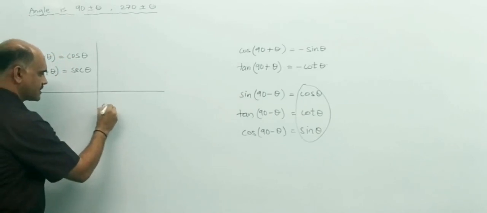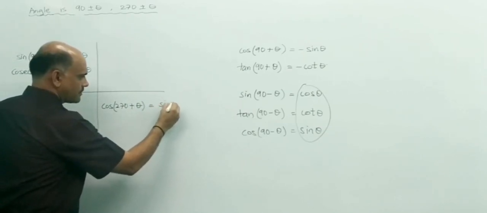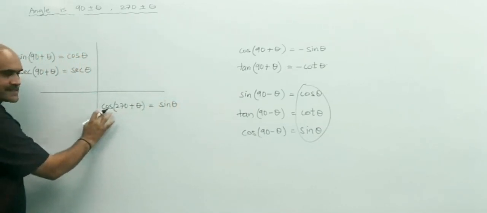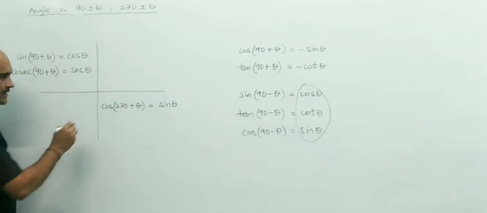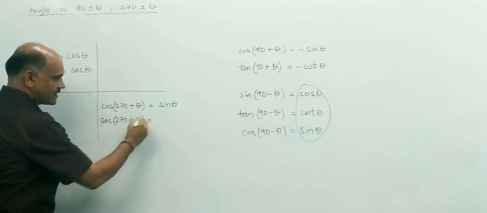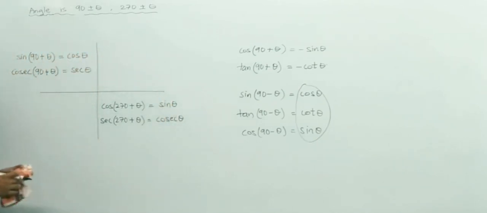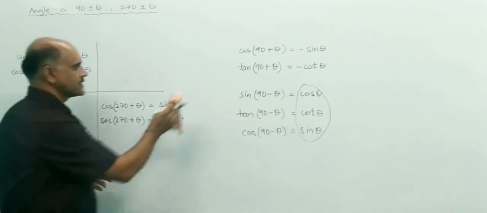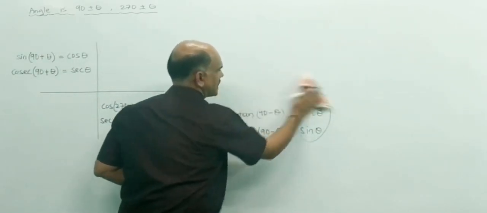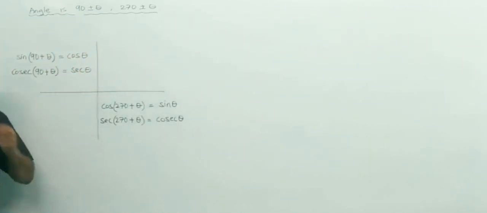So if it is cos 270 plus theta, it will be plus sine theta. 270 is there, cos will be sine. So similarly its reciprocal, secant 270 plus theta, it will be cosec theta. So these you remember as a formula, and in all others you can just remember the rule which I had told earlier. So if 90 and 270 is there, the term changes. Now a few examples I will take.